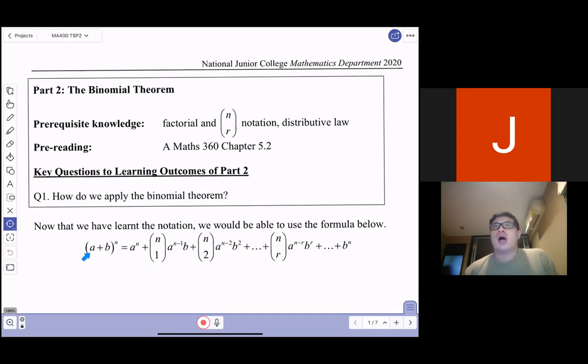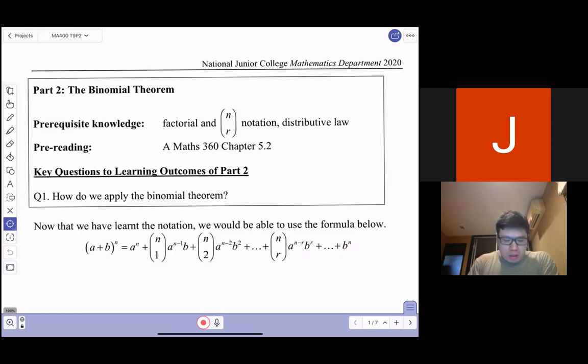So in general, (a plus b) to the power of n. You can see that in part 1 we learned what all of these are already. n choose r, n choose 1, n choose 2. So it's a to the power of n, plus n choose 1, a to the power of n minus 1, b power 1, plus n choose 2, a to the power of n minus 2, b power 2, and so on, up to n choose r, a to the power of n minus r, b power r.